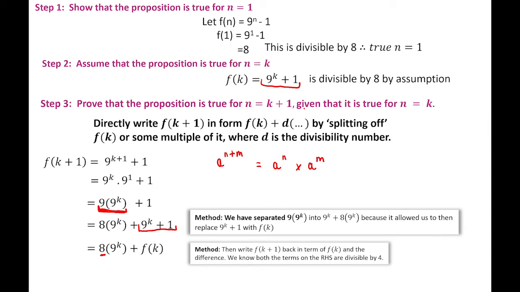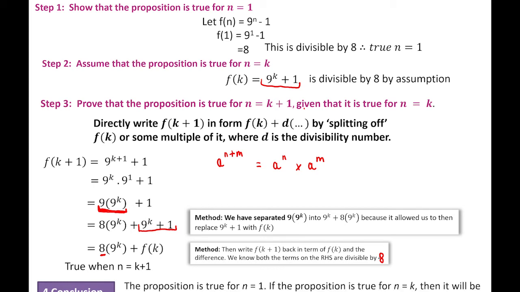Therefore, we have shown that both terms are divisible by 8. And so this is true when n is equal to k plus 1. And step 4, our conclusion: our proposition is true when n is equal to 1. Our proposition is true for when n is equal to k, and therefore it is true when n is equal to k plus 1. And so, by induction, it is true for all values of n where n is a natural number. And this is how we do proofs involving divisibility.